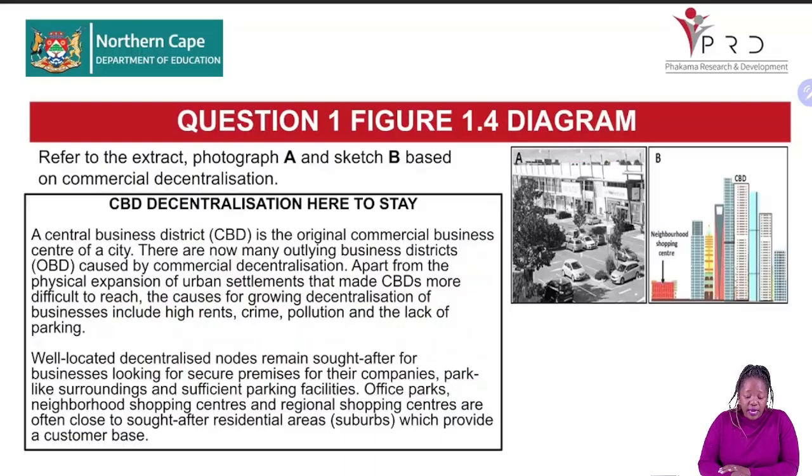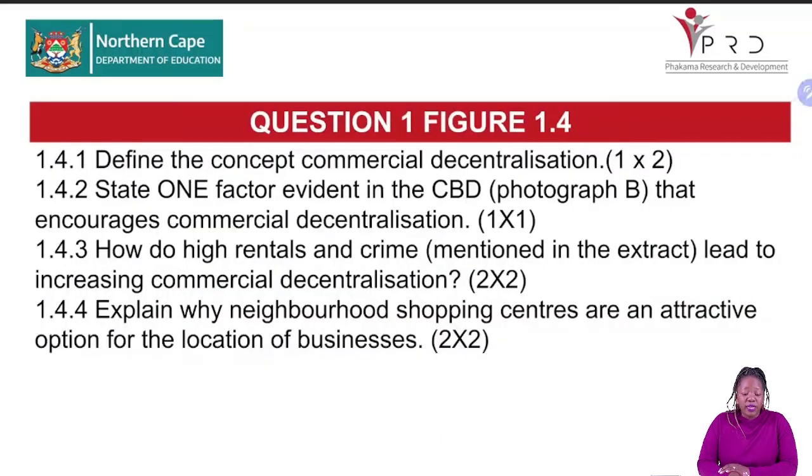which provide a customer base. Then we are given the picture in diagram A. As you see there are cars, and diagram B, they are tall buildings with the CBD as well as the neighborhood shopping center. So let us go through the questions.